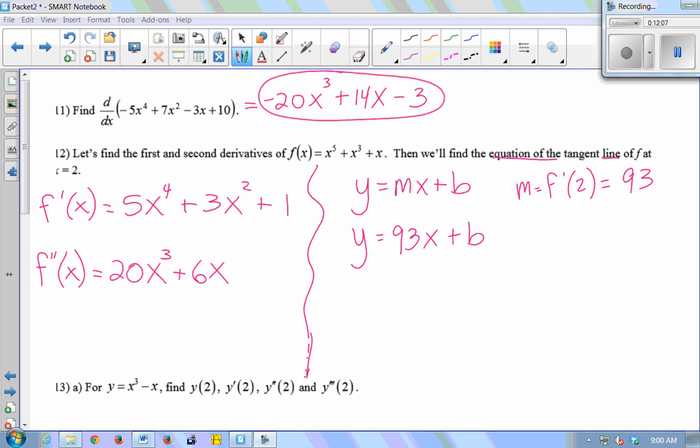All right, how do I find the y-intercept? I could plug in 2 for x, because if I knew a point that was on this line, I could plug in the x-coordinate and the y-coordinate and solve for b. So I need a point on that tangent line. Well, I know of one point that's on the tangent line, the point of tangency, the place where the line touches f. I can find the coordinates of that point. How do I do it?